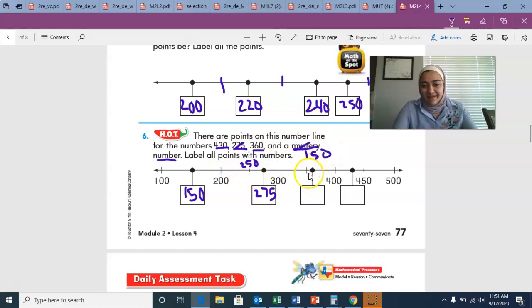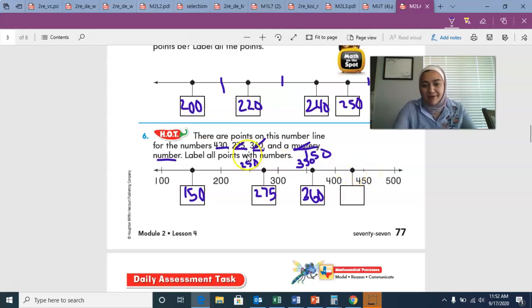This is 350 because we're counting by 50s. What number would be close to 350, bigger than 350 but smaller than 400? Is 430 smaller than 400? 430 is bigger. Is 360 smaller than 400? Yes. Is it bigger than 350? Yes. So our answer is 360. 350, 360. And then this would be 400, 450.